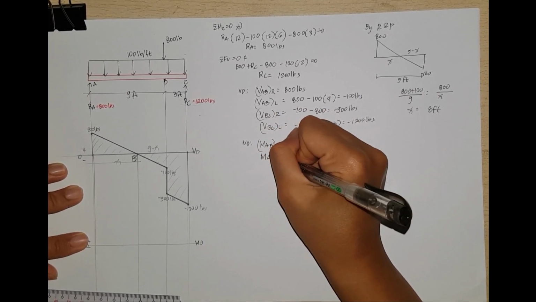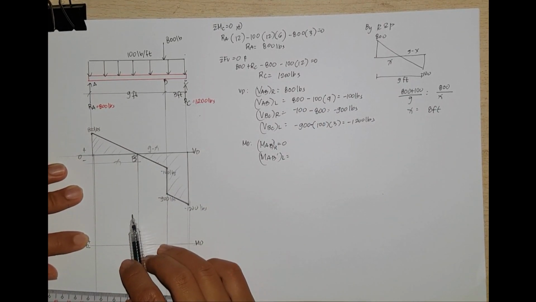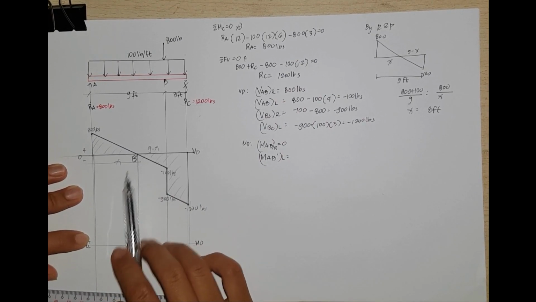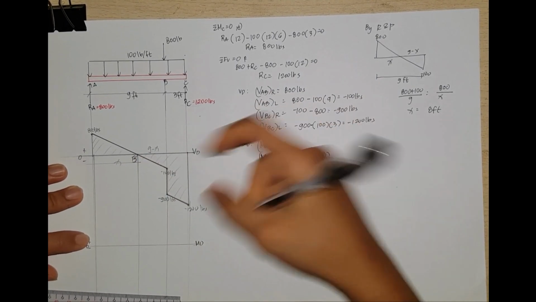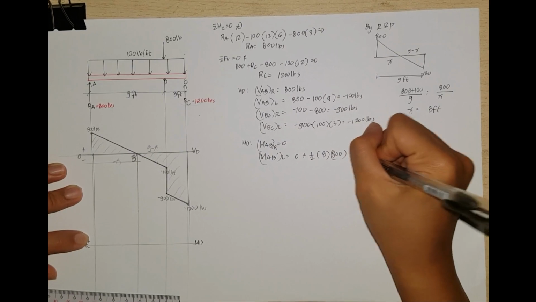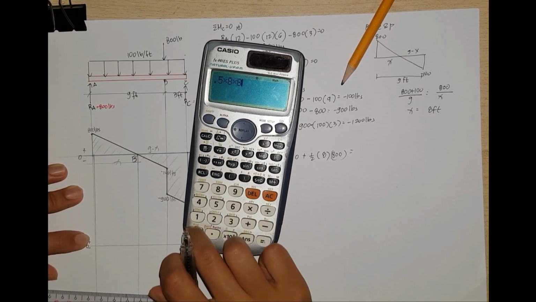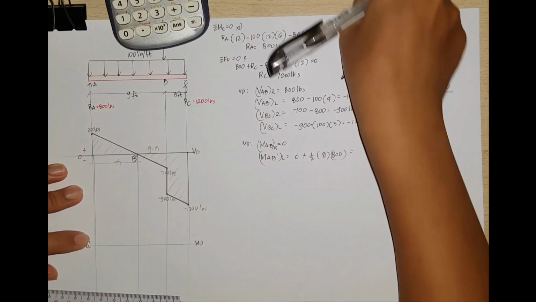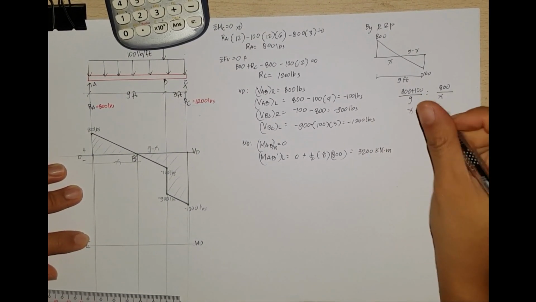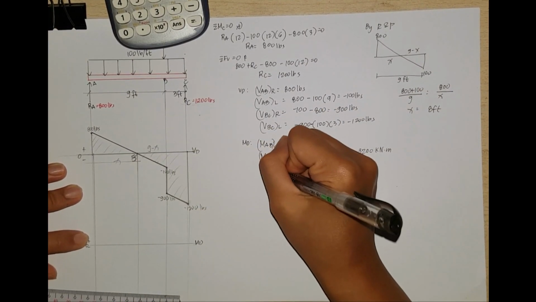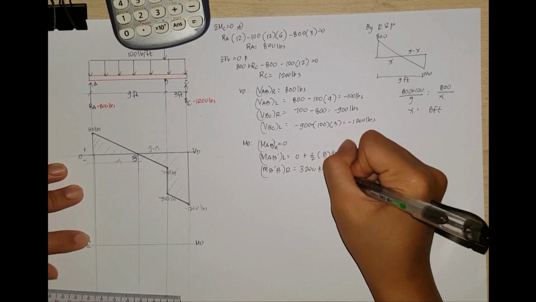And then, AB prime left. Is there any area or shear? Or is there any area in the shear diagram? Yes, we have. So it is equal to 0 plus 1 half of our x, which is 8, multiplied by 800. So we have 1 half times 8 times 800, which is 3200 kilonewton meter. And then for moment at B prime B right, copy lang natin to, 3200 kilonewton meter.